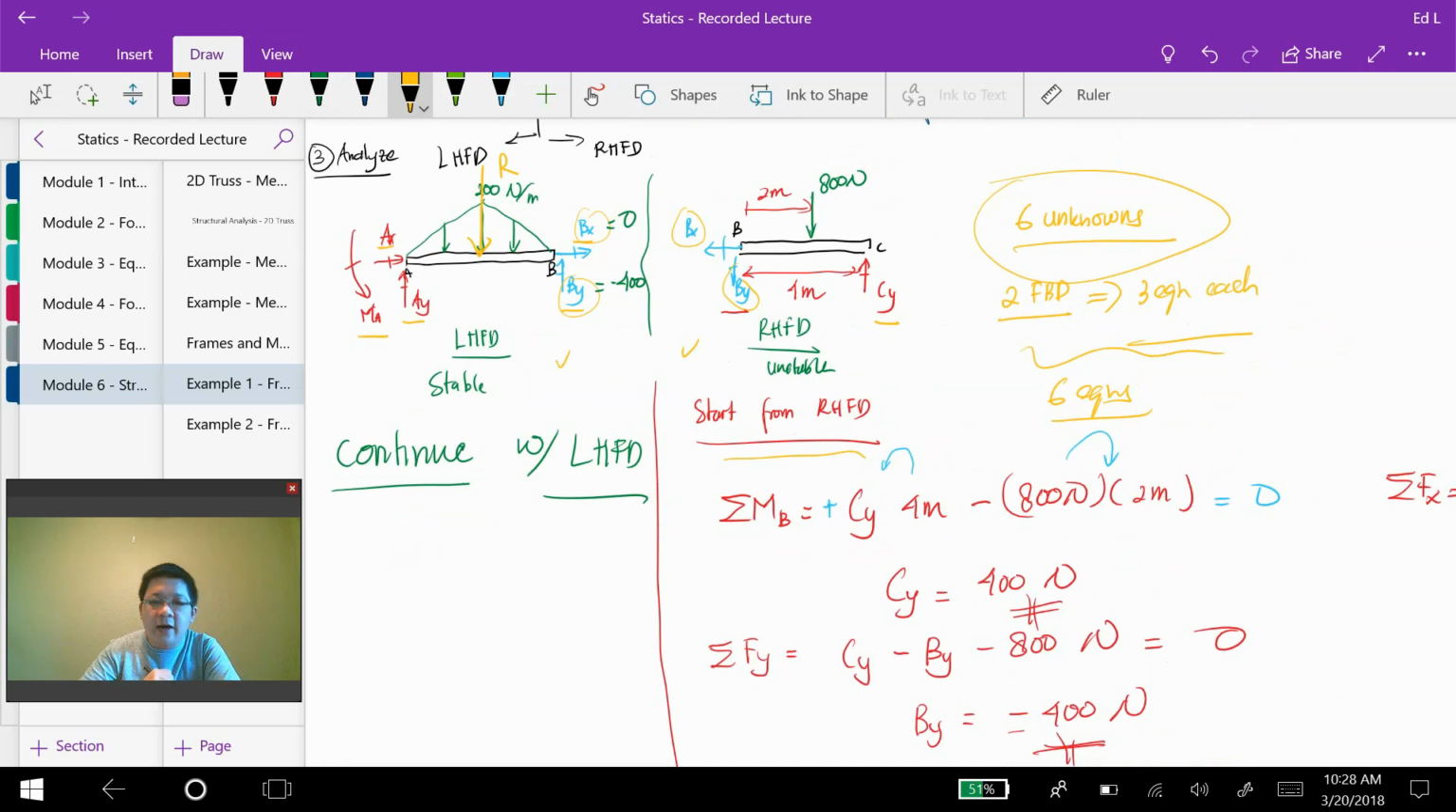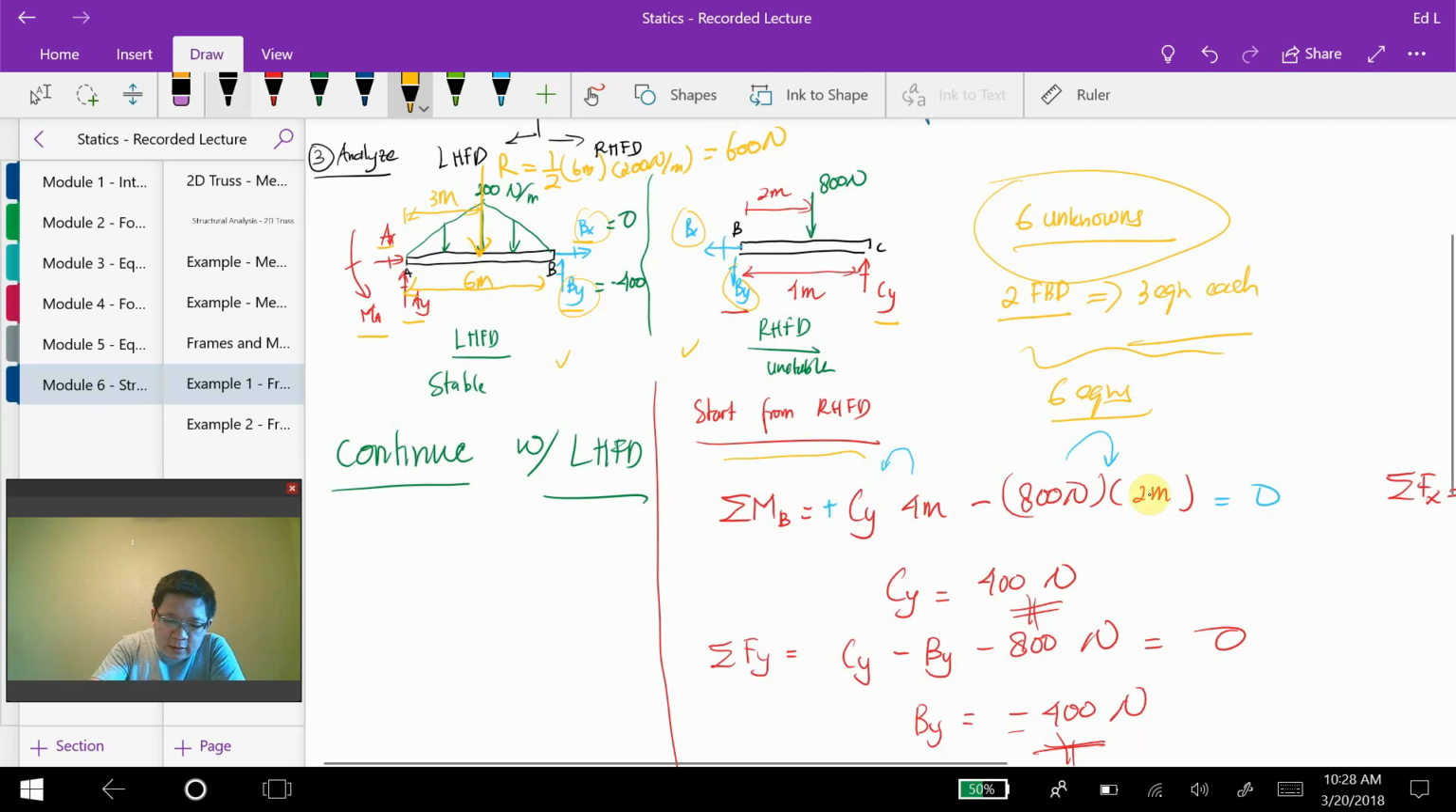Let's call it R. And that R is 1/2, which is the area of the triangle, right? 1/2 times the length of beam AB, which is 6 meters, times the height, which is 200 Newton per meter. So here I have 600 Newtons. So R is 600 Newtons. It's located 3 meters away from A, which is the centroid of the triangle.